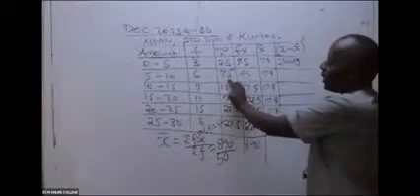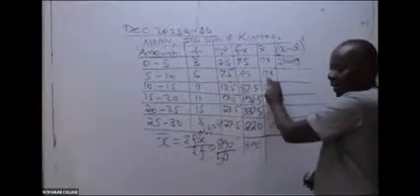Let's go to the second one. So the second one, x is 7.5 minus 17.8. Whatever you get, you square.